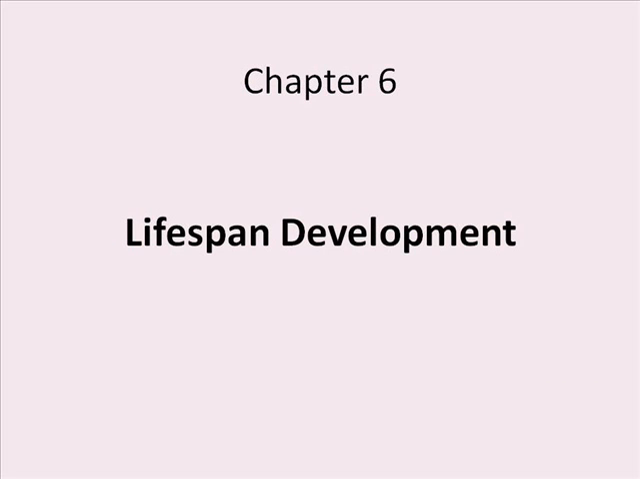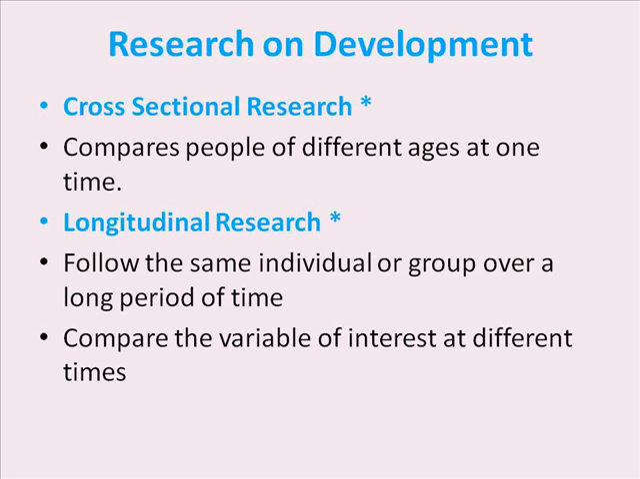Chapter 6 is Lifespan Development, Development from Conception through Death. Objective number 1 asks you to explain the difference between cross-sectional and longitudinal research designs. These two research designs are the primary ways in which research is done on lifespan development.